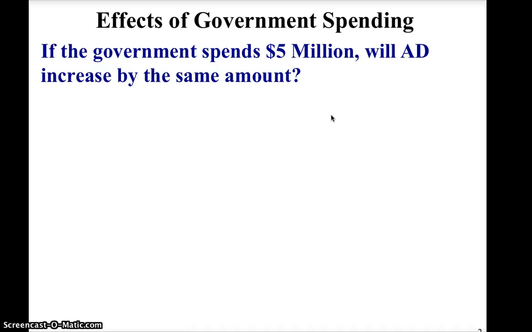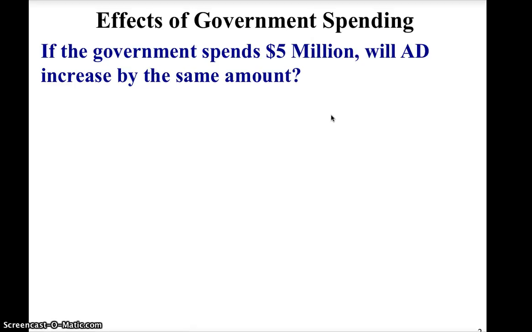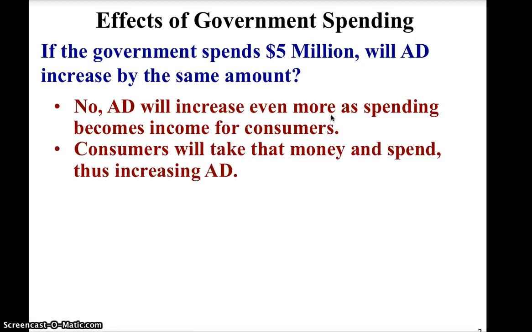So for example, if the government spends $5 million, will aggregate demand increase by the same amount? We know that government spending, the G in GDP, would go up by 5 million, but would aggregate demand go up by more than 5 million? And the answer is yes. Aggregate demand will increase even more as spending becomes income for consumers. Consumers will take that money and spend, thus increasing aggregate demand. So, for example, if the government spent $5 million on creating a new building at Central Oregon Community College, that building gets built by construction workers, and that $5 million becomes part of their income, and then they spend that money that they did not have before, and so aggregate demand increases much more than that.